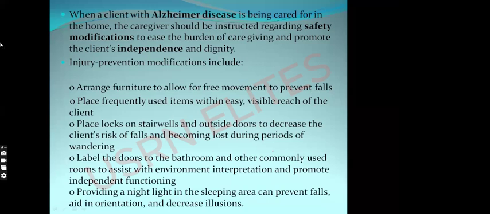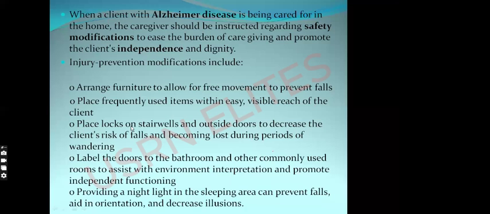Some of them are: one, arrange furniture to allow for free movement to prevent falls. So this is also a general fall precaution, not only for Alzheimer's disease. The next one, place frequently used items within easy visible reach of the client.